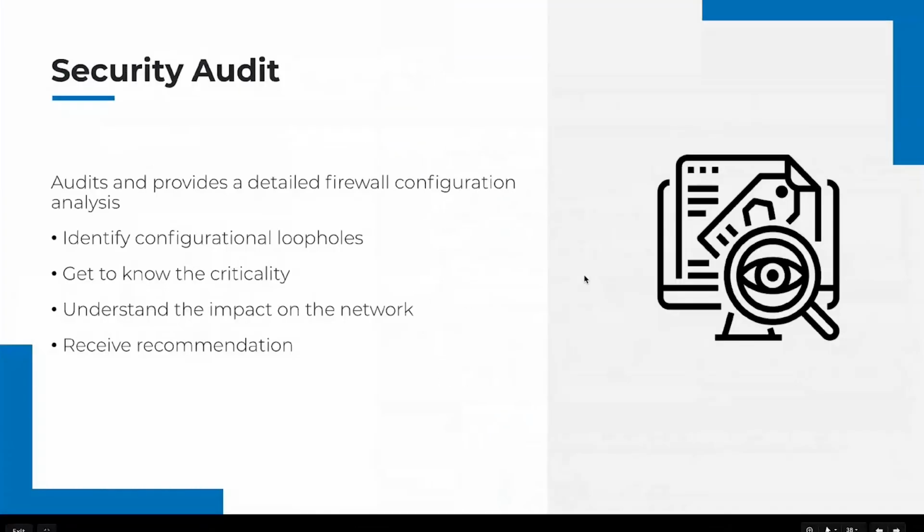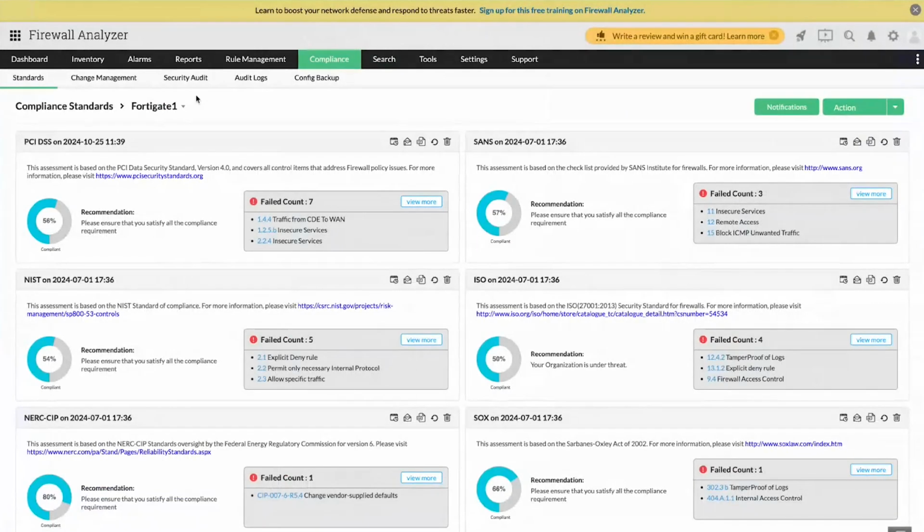So moving back to the deck, the next feature we are going to look at is the security audit report. Firewall Analyzer's security audit report helps you to identify the configuration loopholes in your firewalls. It lists the events based on criticality, such as critical, high, medium, low, and so on. In addition to that, it also provides a detailed finding, that is, what the impact on the network is, and so on. Let me show you to understand how it works. You can find this here under security audit.